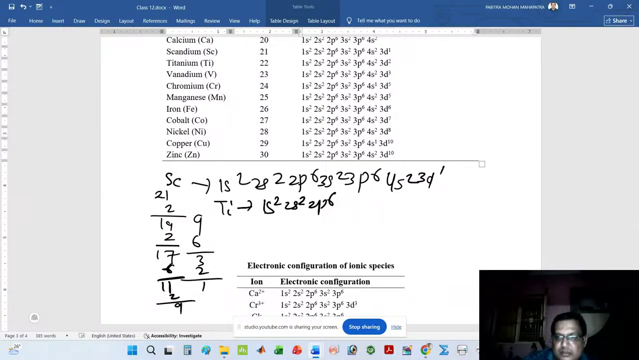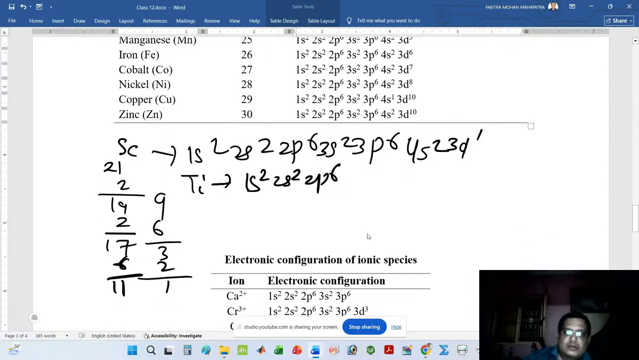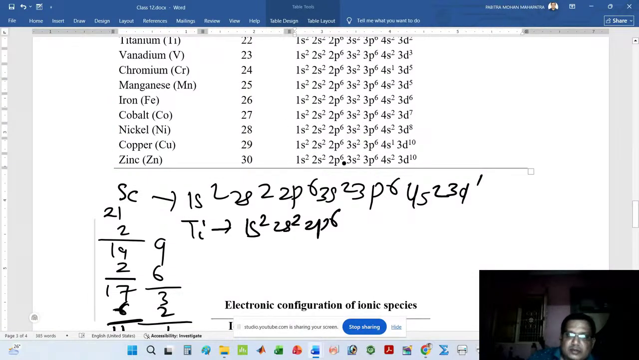Now come to the structure. You can draw the structure like this: 3p6 4s2 3d2. Next after scandium, titanium, next is your vanadium.